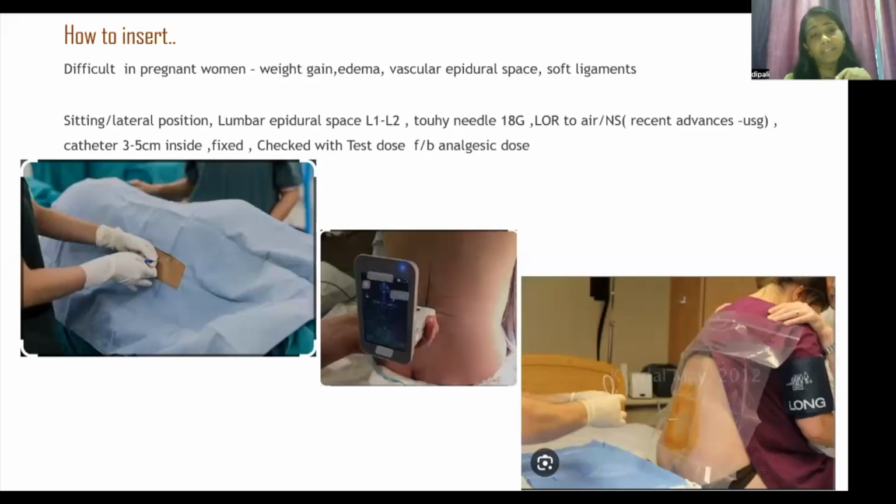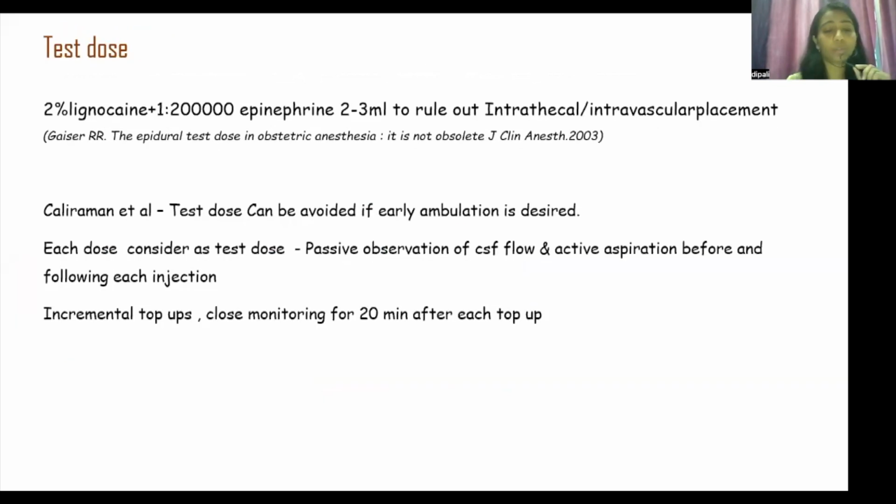We fix the catheter at 3 to 5 centimeters, check the epidural with a test dose, and then give the analgesic dose. A test dose should be given, though some say it can be avoided. 2% lignocaine with 1:2 lakh epinephrine, 2 to 3 ml, should be given to rule out intrathecal or intravascular placement.